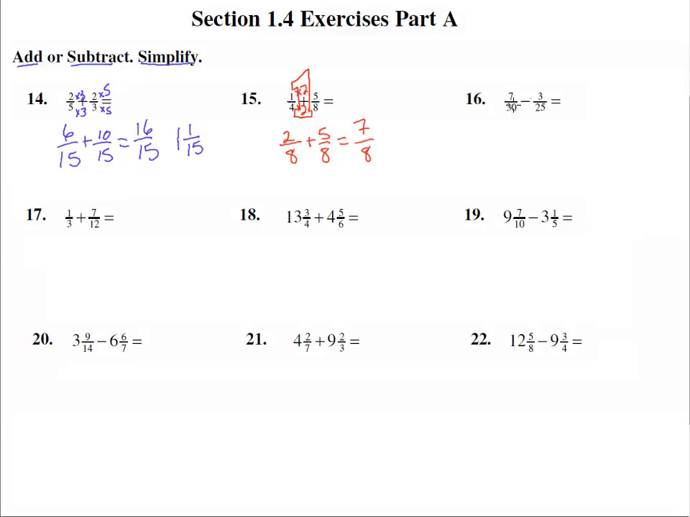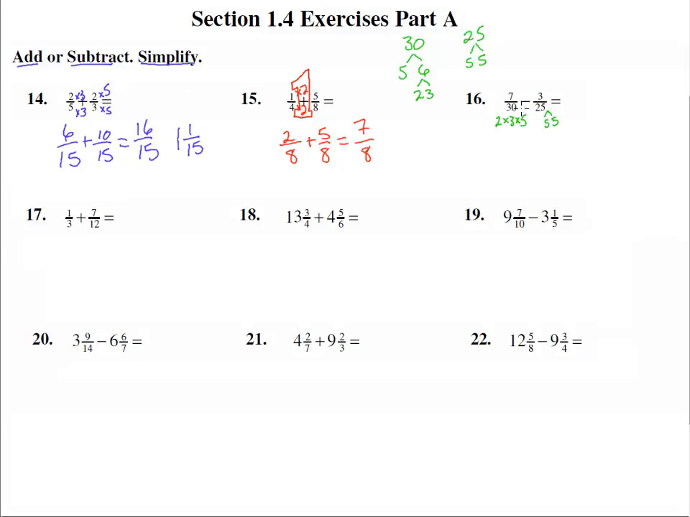7 over 30 minus 3 over 25. Now this one's kind of a tough one. Where would those two meet up? We could do 30 times 25, but that'll be really, really big. Wow. So let's break up 30 and see what it's made of. That's 5 times 6, 2 times 3. So this is really 2 times 3 times 5. And 25 is 5 times 5. So we just split this open into what it's made up of.